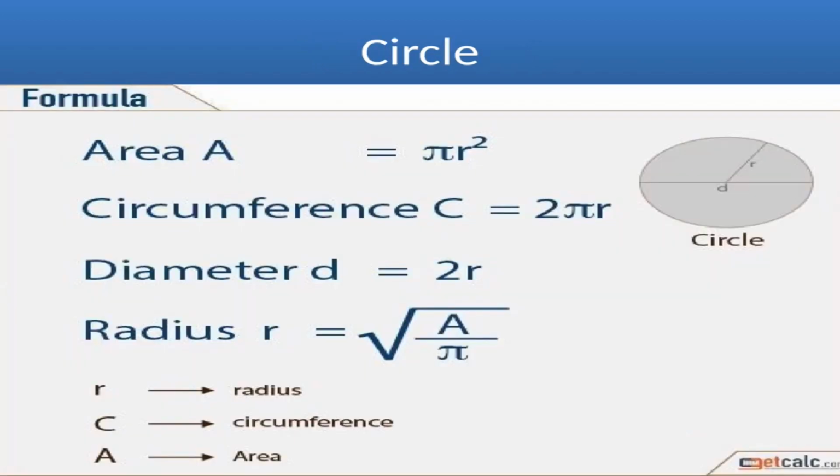Next please, and this is about the circle. We have discussed the circle in our earlier classes. Area of a circle is pi r square, and also pi d square upon 4, which is not written there. Circumference of the circle is 2 pi r, and also pi d, which is not written here. Diameter is equal to double the radius, and the radius we can find as under root a upon pi. So this is all about the circle.